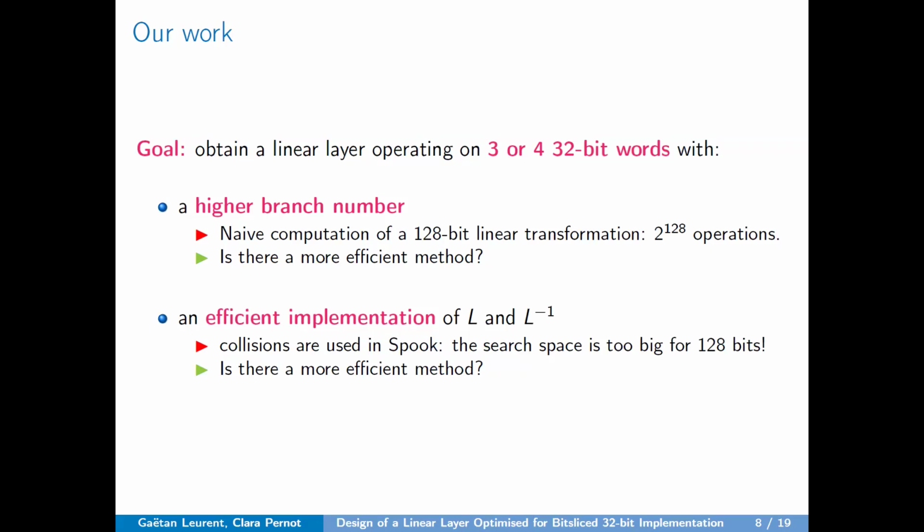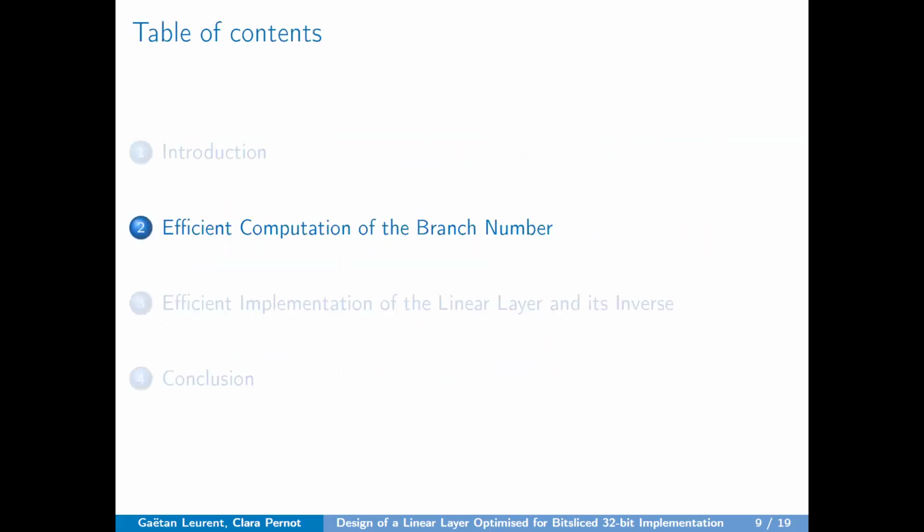Because the method that was used in Spook used collisions, and here the search space is too big, so we cannot reuse the same method. So first I will talk about the branch number, and then I will present our solution for the implementation. So let's start with the branch number.